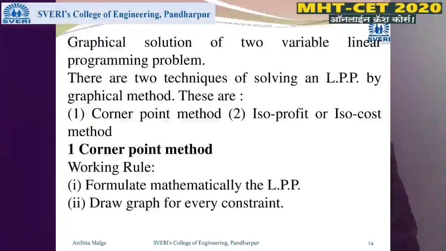Graphical solution of two variable linear programming problem. There are two techniques to solve the LPP by graphical method: the corner point method, and the isoprofit or isocost method. First, the corner point method. Working rule of the corner point method: first, formulate the LPP mathematically and draw the graph for every constraint, just as we have discussed.